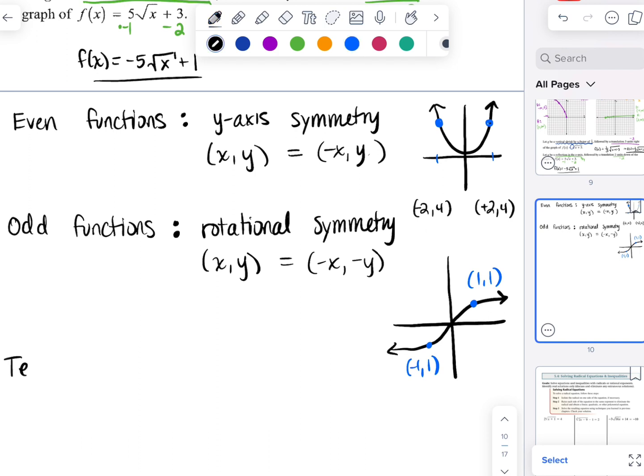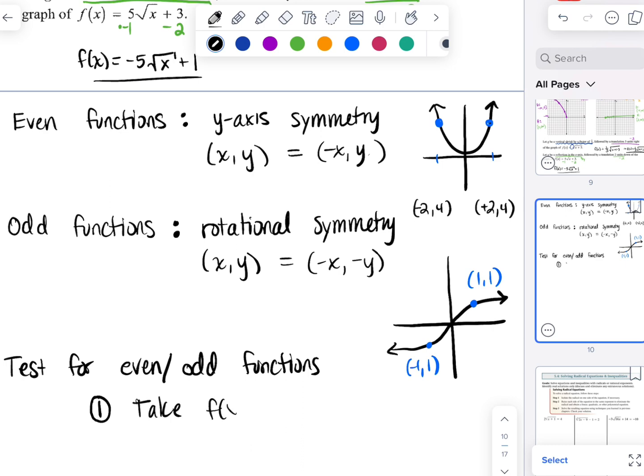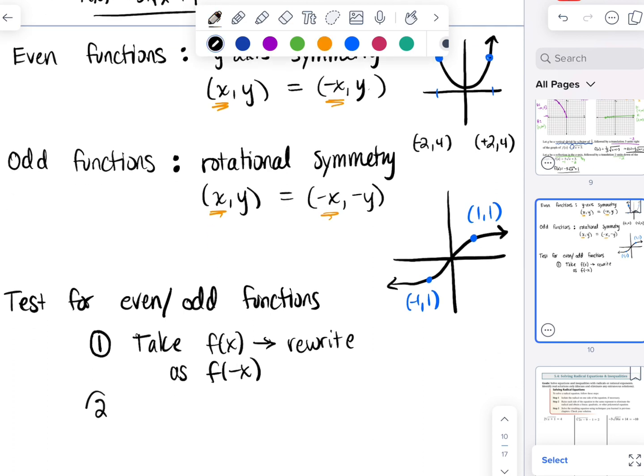So the way you test for even or odd functions is simple. Step 1, take f of x, whatever the function is, and rewrite it as f of negative x, right? Because if you notice, the commonality is that x switches to negative x, and see what happens by simplifying the expression. Simplify the expression.